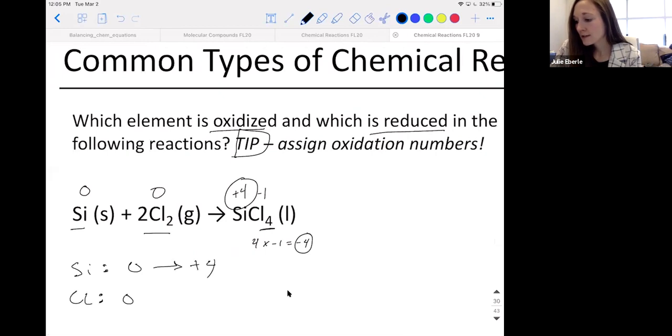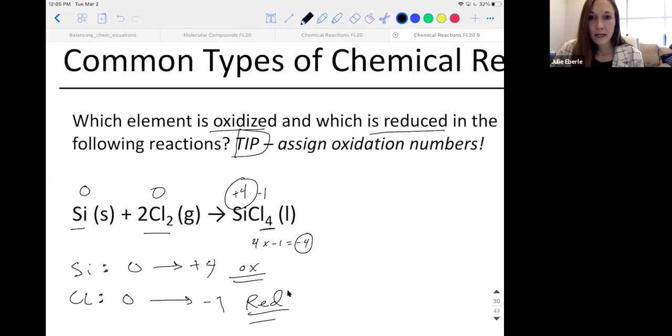We're at time, but really quickly, Si goes from 0 to +4. Cl starts out as 0 and goes to -1. If I ask you what is oxidized and what is reduced, remember, oxidation is the loss of electrons, and the oxidation number is increasing. So silicon is oxidized, since it increases. Chlorine is reduced from 0 to -1, so we say it's reduced. Okay, that's it. I'm done.